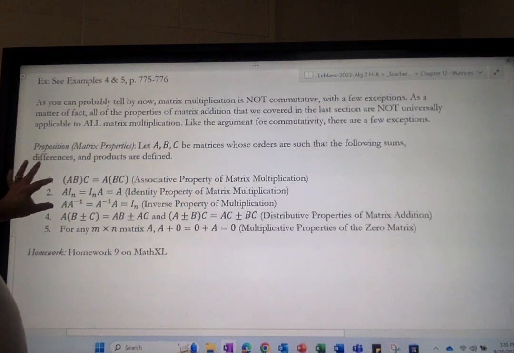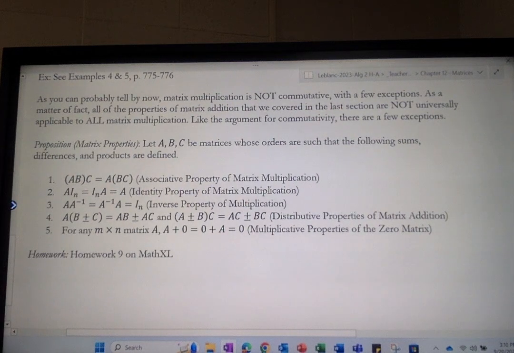Last thing I do want to show you. Okay, again, matrix multiplication isn't commutative, at least not all the time. There are very few exceptions where matrix multiplication is commutative, but it's rarely ever, even with square matrices, just like the first example that we saw. All right, but they do share some of the same properties as addition and subtraction. Like, for example, matrix multiplication can be associative.